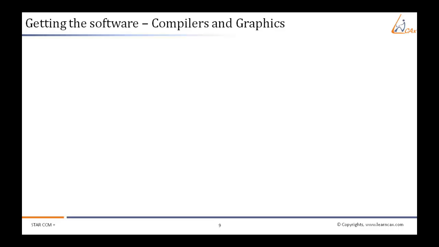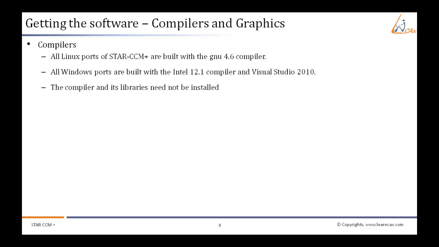What about the compilers and graphics? What sort of compilers or other installations are needed on the laptop, and what sort of graphics is needed on the laptop? In terms of compilers, all Linux ports of STAR-CCM+ are built with the GNU 4.6 compiler, and all Windows ports are built with the Intel 12.1 compiler or Visual Studio 2010. Mostly all current laptops have those, so you don't have to worry about that. The compiler and its libraries need not be installed. You need not install the compiler separately. They will either already be there on your installation, or the STAR-CCM+ installation will take care of all these.